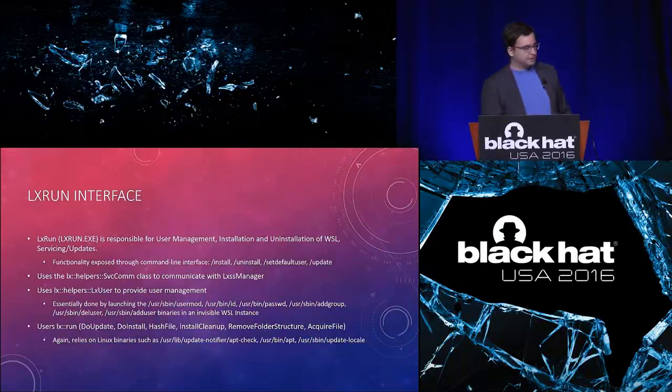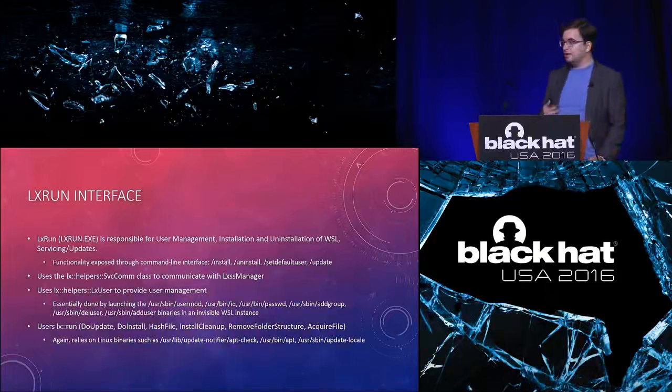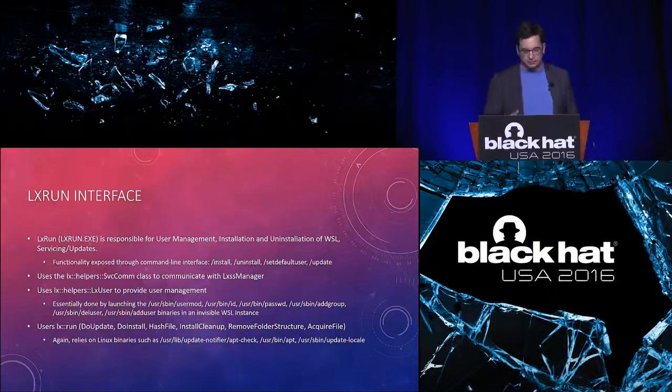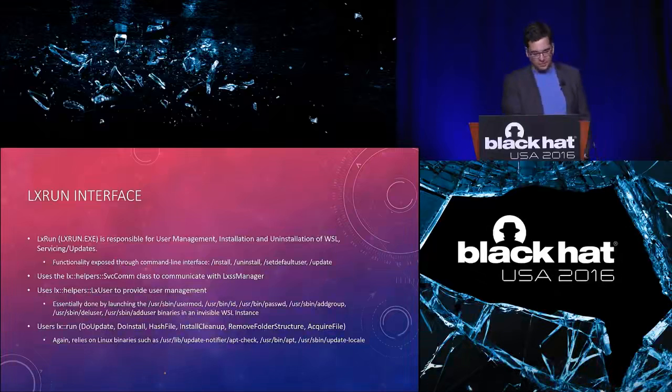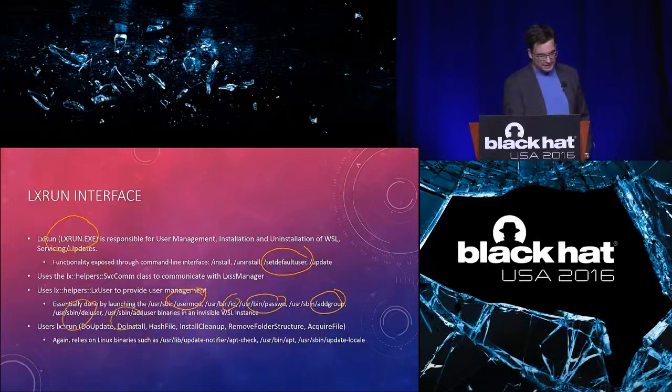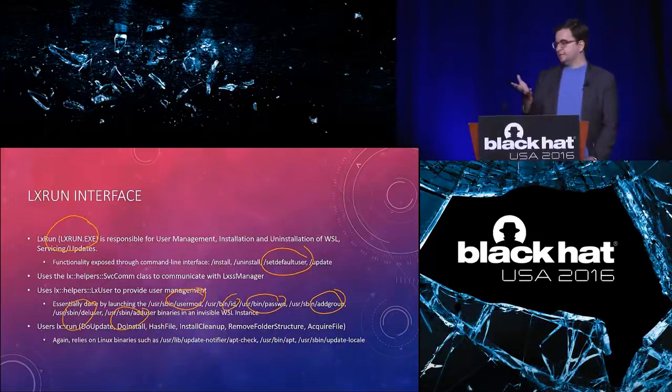All of this is done through command line options. So you can run lxrun /install, lxrun /uninstall, lxrun /setdefaultuser, etc. And internally, this basically has some classes that help you do that. The ironic thing here, maybe not ironic, but I thought it was cute, is that all of these actions ultimately launch Linux processes. So if you call lxrun set default user, this basically launches usermod, id, passwd, addgroup, deluser, and adduser. So it actually calls the Linux Pico binaries, launches them in an invisible instance to actually do that work.